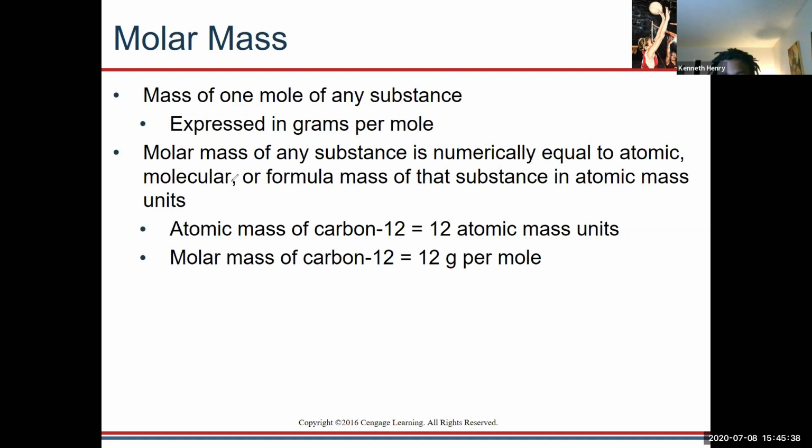Carbon 12, because carbon's life. You always remember carbon. You will never forget carbon, right?